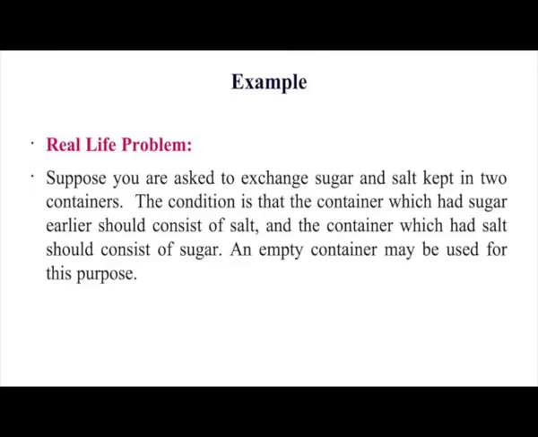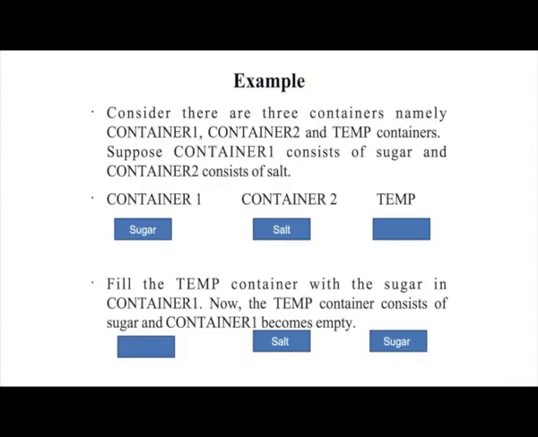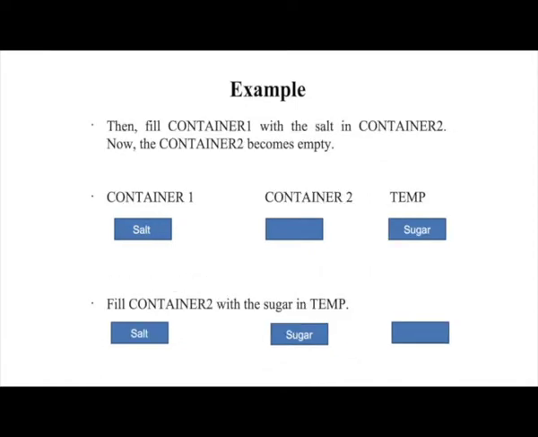Solution to the problem is, consider there are three containers, namely container 1, container 2 and temp container. Suppose container 1 consists of sugar and container 2 consists of salt, as you are seeing. Fill the temp container with sugar in container 1. Now, the temp container consists of sugar and container 1 becomes empty. Then fill container 1 with salt in container 2. Now, container 2 becomes empty, as you are seeing. Fill container 2 with sugar in temp.